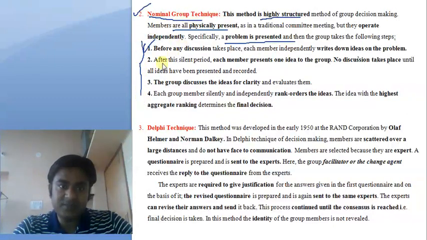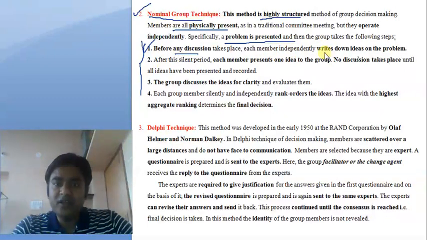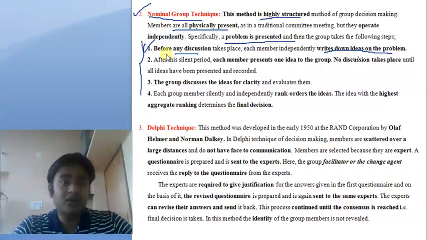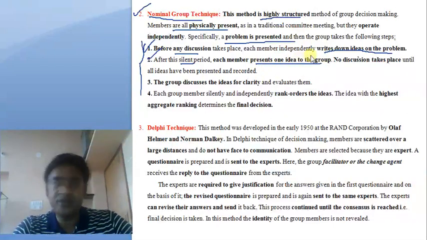In the first step, before any discussion, each member independently writes down ideas. When the problem is presented, ideas to solve that problem are written down by all the members. Then after a silent period, each member presents one idea to the group. Again here no discussion takes place.